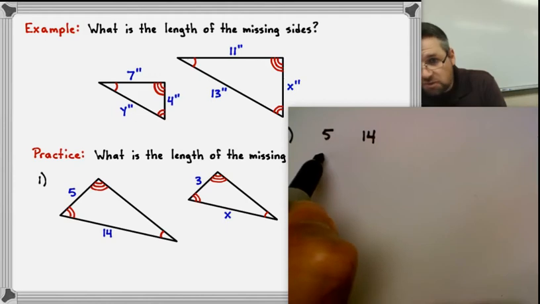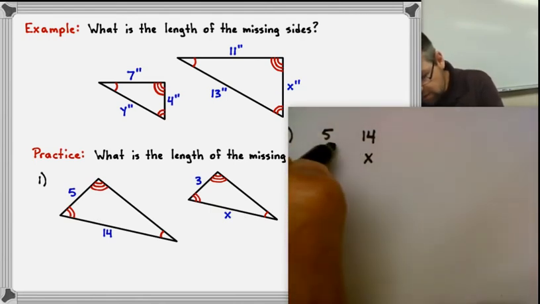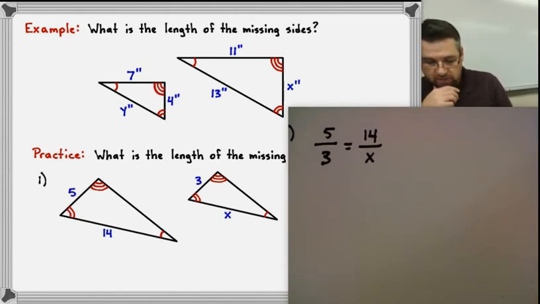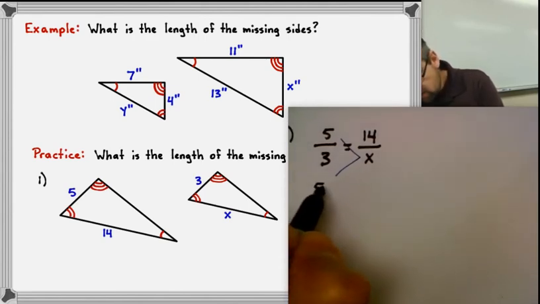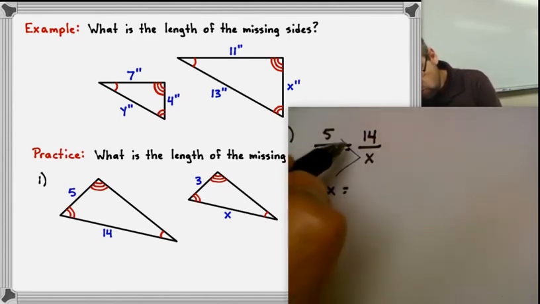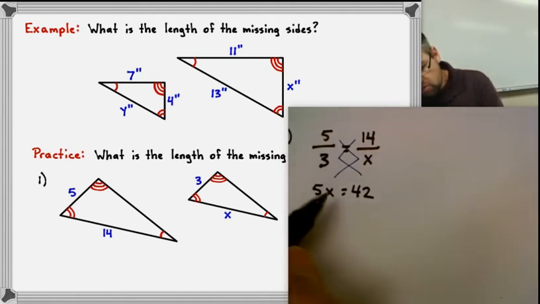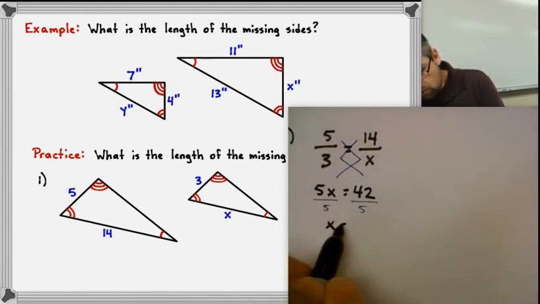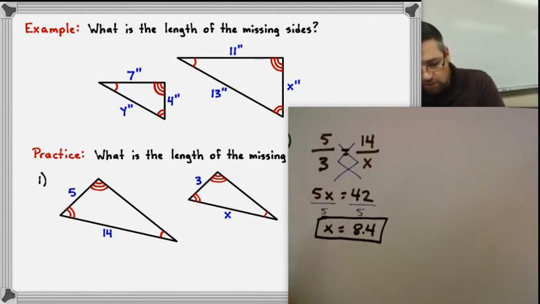So the 5 goes with the 3 because they're in the same position. And then the x goes with the 14 because they are in the same position. So we put them as a fraction and we set them equal to each other. And then from here, we cross multiply. 5 times x is going to be 5x. And then 14 times 3 is going to be 42. From here, we'll divide by 5. And so we end up with x equals 8.4. And there's no units of measure on this, so that is our final answer.